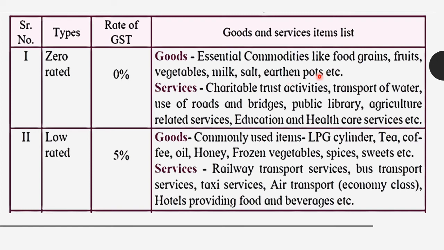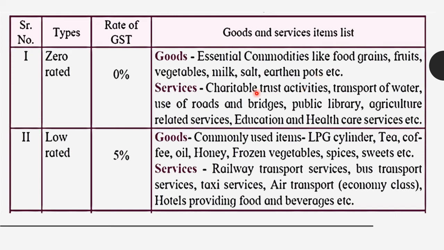So all this stuff mentioned over here, which comes under the essential commodity category, all those things are zero rated, or they don't have any tax levied on them. They are tax free. Next, services.